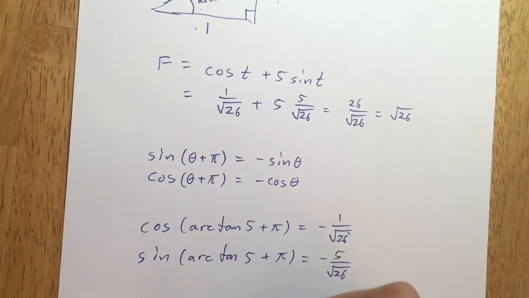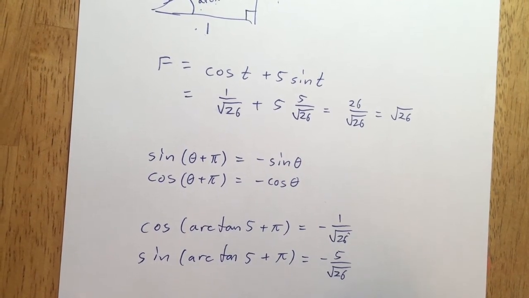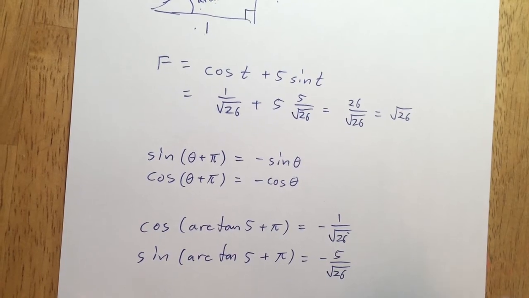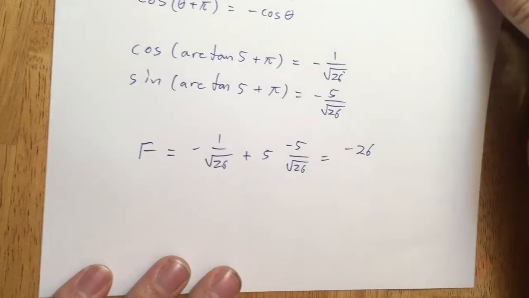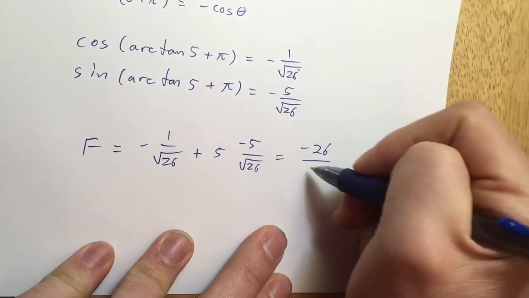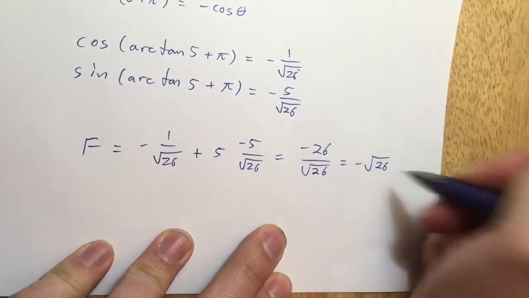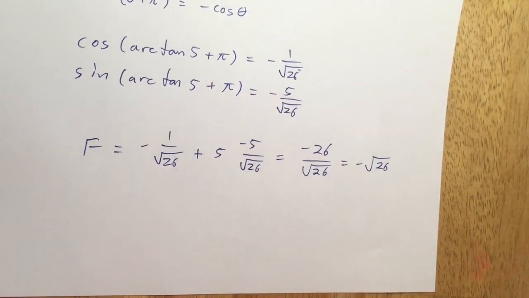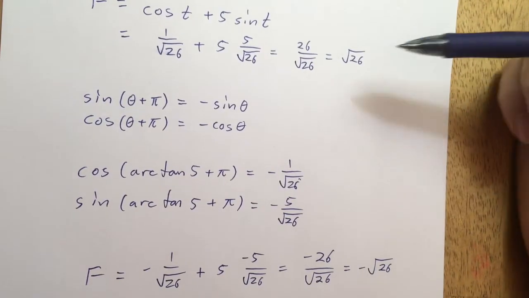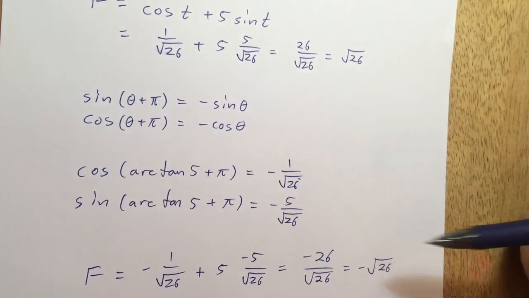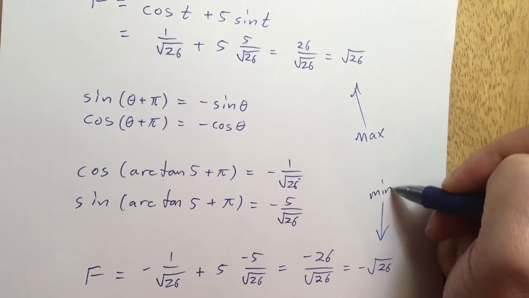It's going to be negative 1 over root 26 plus 5 times negative 5 over root 26, which gives us negative 26. Whoa, off the screen. Sorry about that. I'm no YouTube expert, still working on this. Negative 26 over root 26, which is negative root 26. So that's the other value for f. We got two values for f here: positive root 26 and negative root 26. So here we have our max, and here we have our min.